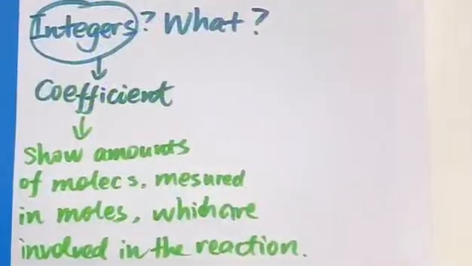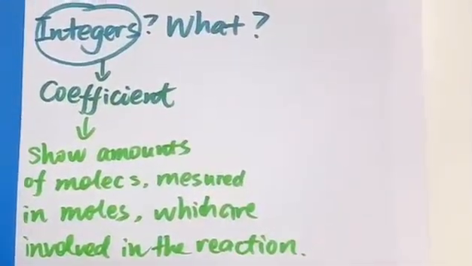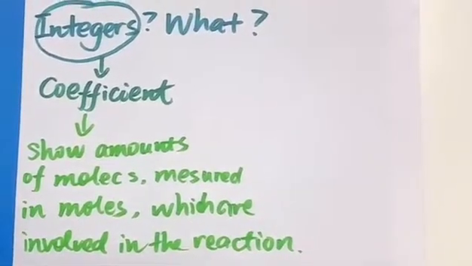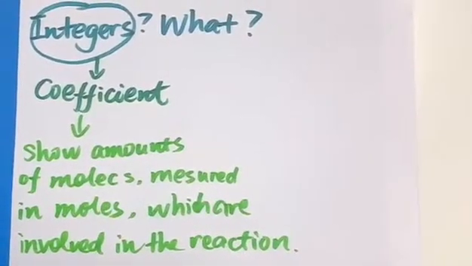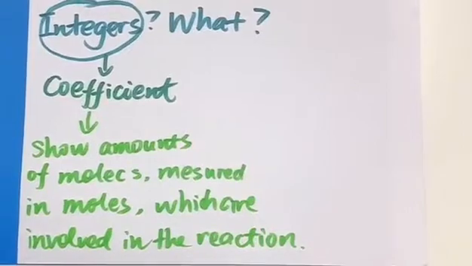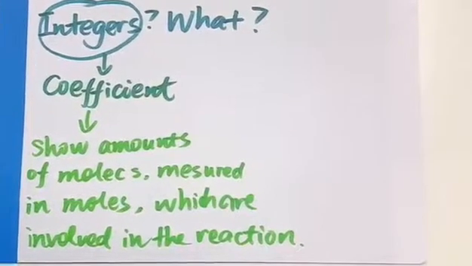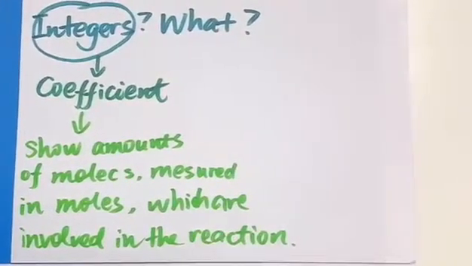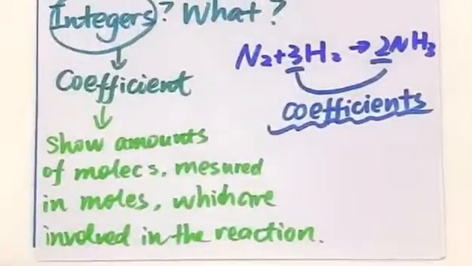You may wonder, what did I mean by integers? So actually they're called coefficients. Their aim is to show the amount of molecules in a certain reaction, and they're usually measured in moles. Let's see the example here.